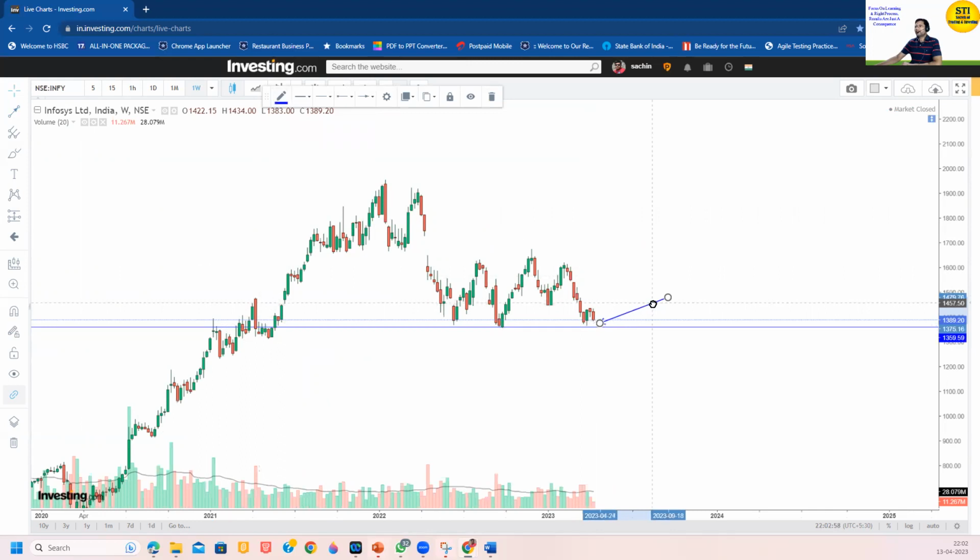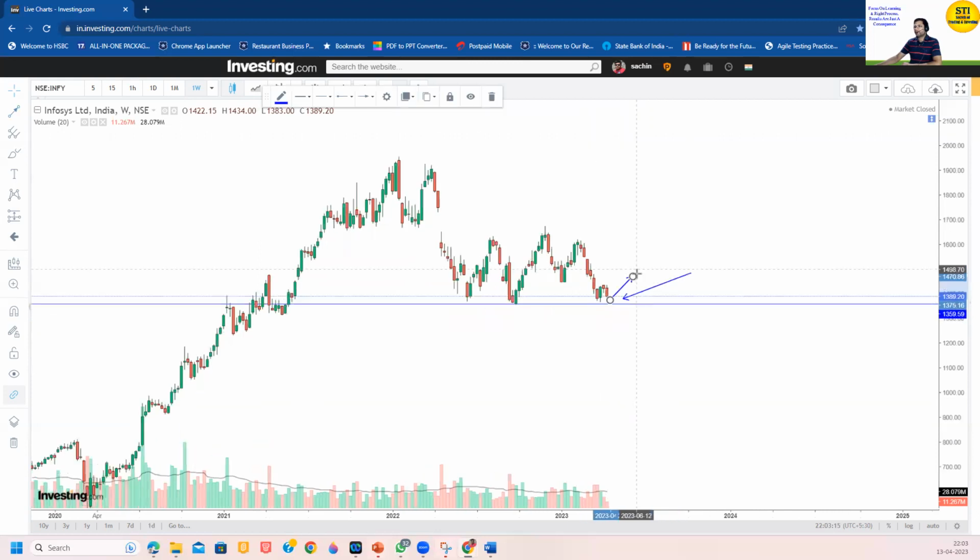Because what will happen is, if it breaks this particular level, then there will be a strong possibility of a further correction. Or if it is not able to break it successfully, then from this price point it can go up also. Only the market at that particular time is going to tell. So unless we have a confirmation, we can wait.